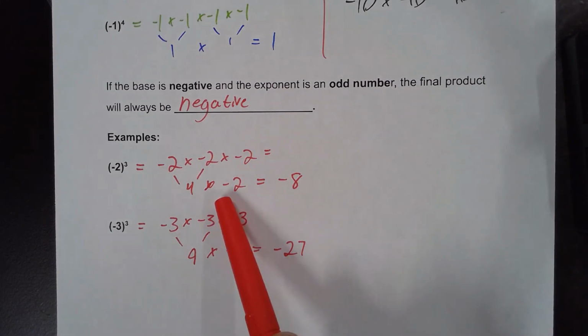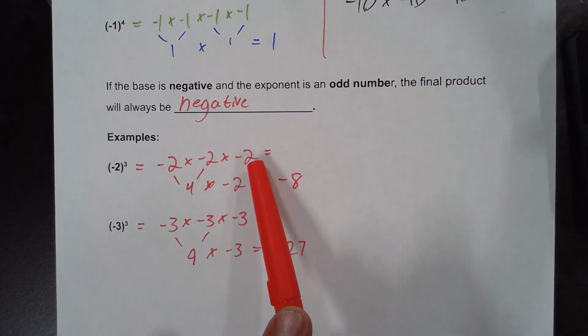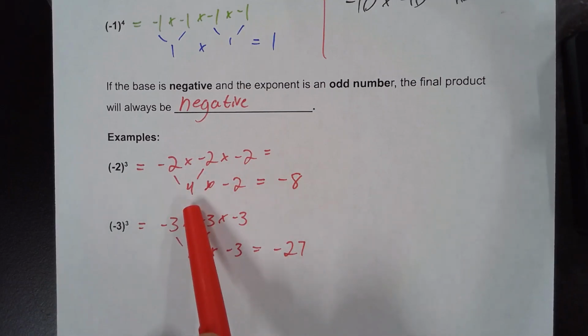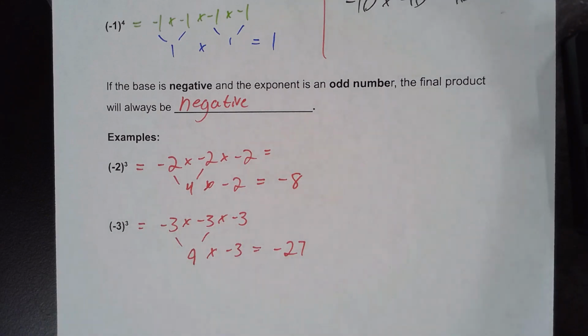This one? Like negative 2 times negative 2 times negative 2? Yep. So negative 2 times negative 2 is a positive 4, but then bring down your other negative 2. Yes. Any other questions about those two rules?